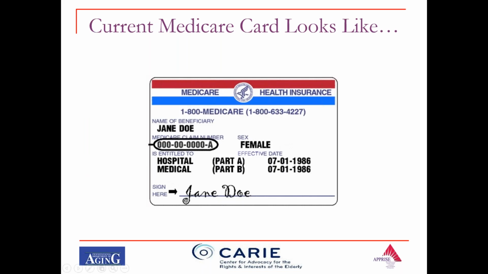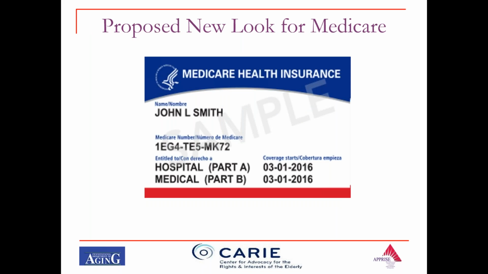This is what our current Medicare card looks like. As I said, right now a person has their Social Security number on their card, or their spouse's Social Security number. So again, to curb fraud, the new card is going to look like this. It will still be red, white, and blue. It will still have the dates when your Part A and Part B coverage started. The only change is that now you will be assigned a unique identifying Medicare number. So it's going to be a mix of numbers and letters. That is the only change.